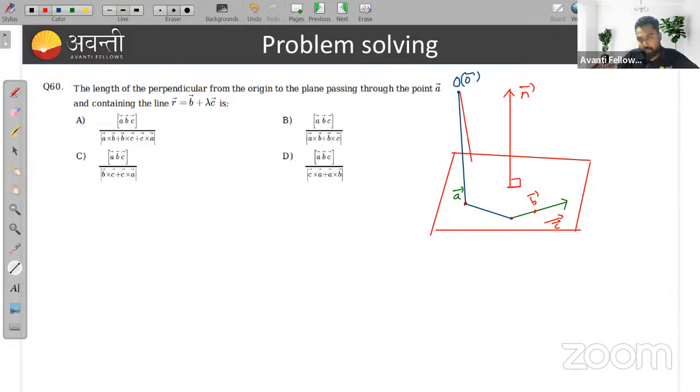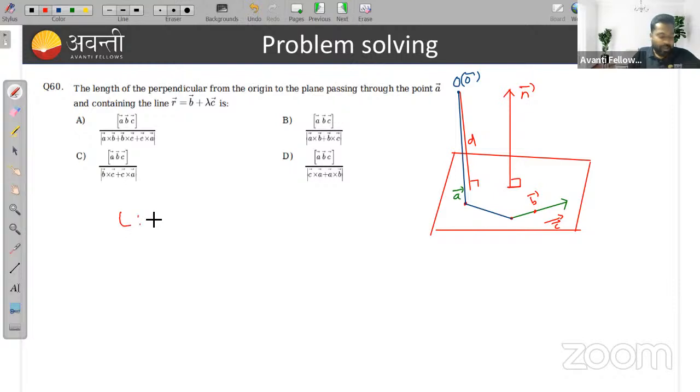if we draw a perpendicular from the origin along the normal vector, and this distance is D. So you need to find this D. Okay, so this is the understanding of the given question. Let's start solving it.